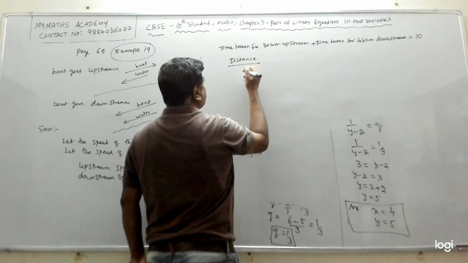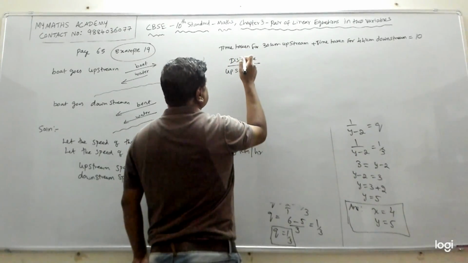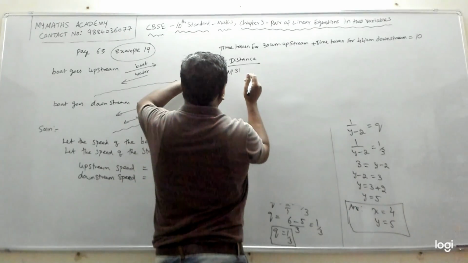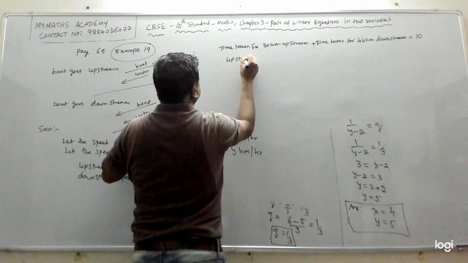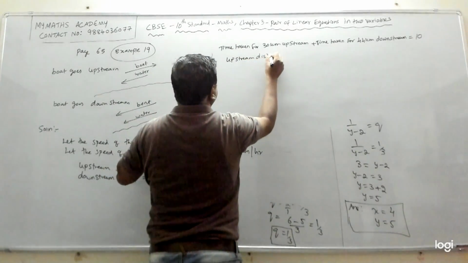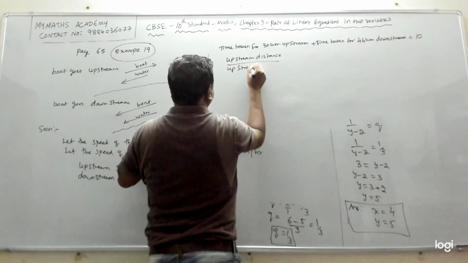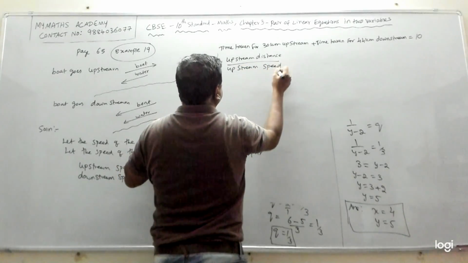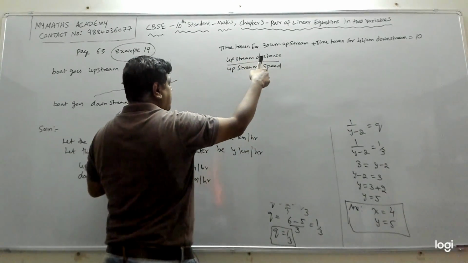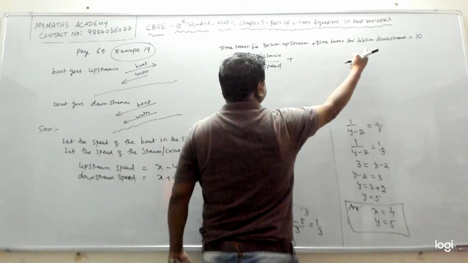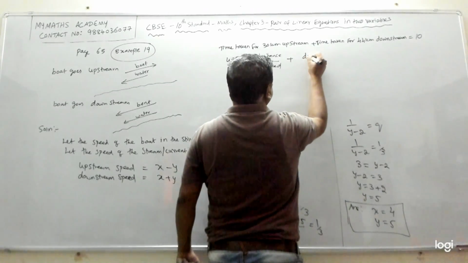It is going upstream, so I should put the upstream speed. So upstream time is upstream distance by upstream speed. That will give me the time. Time taken for going upstream is upstream distance by upstream speed, plus this is downstream: time taken for downstream. Time is distance by speed, but the distance is the downstream distance.